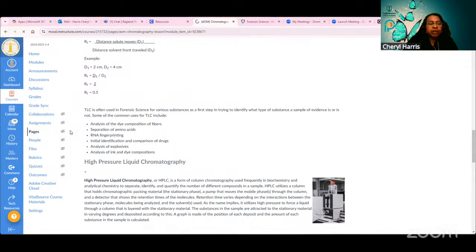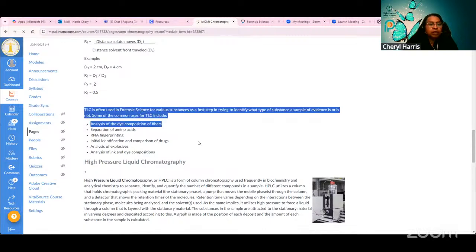this part down here. What do we use it for? It's often used in forensics as a first step to identify what type of substance or evidence. Know that, okay? Make a note of that.